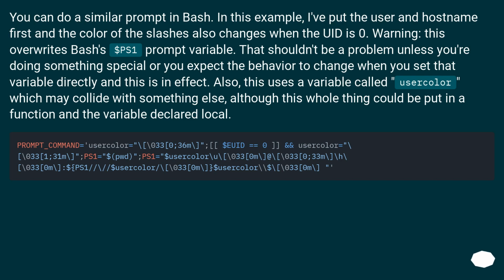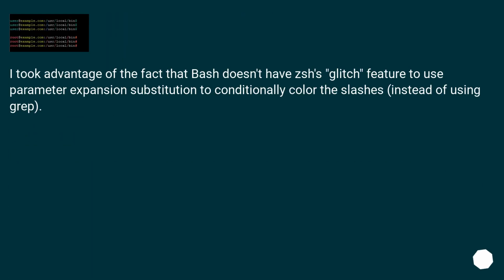Also, this uses a variable called userColor which may collide with something else, although this whole thing could be put in a function and the variable declared local. I took advantage of the fact that Bash doesn't have ZSH's glitch feature to use parameter expansion substitution to conditionally color the slashes, instead of using grep.